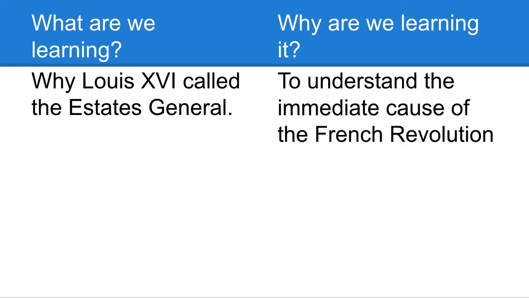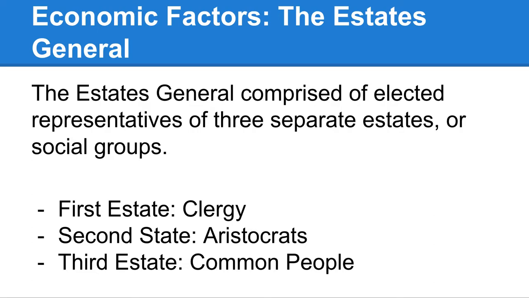So after this video, we're talking less about what led up to the French Revolution and more about what happened during the French Revolution, although there is still some back and forth. So the Estates General was comprised of the three different social groups in France at the time. The first estate was made up of the clergy, the second estate was made up of the aristocrats, and the third estate was made up of the commoners.